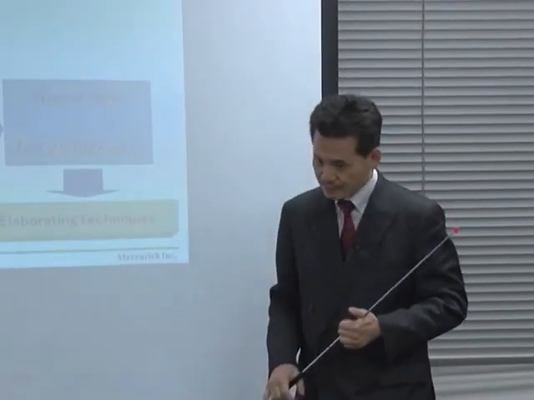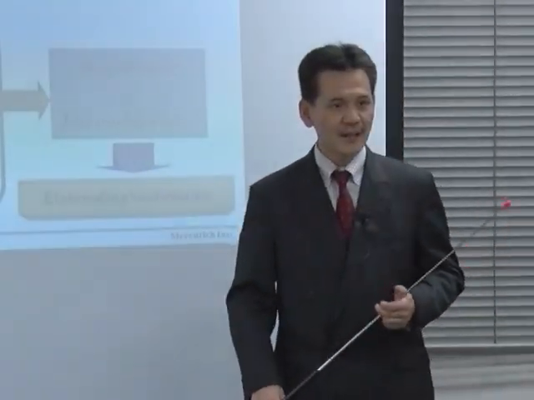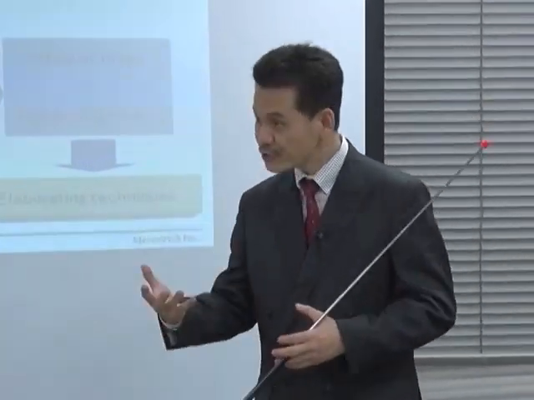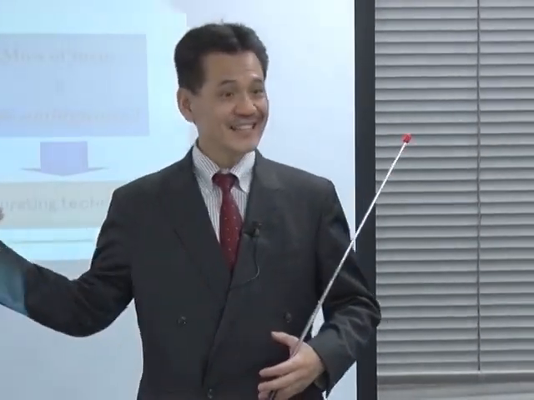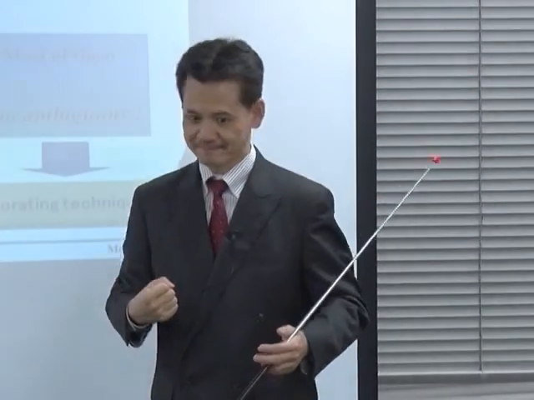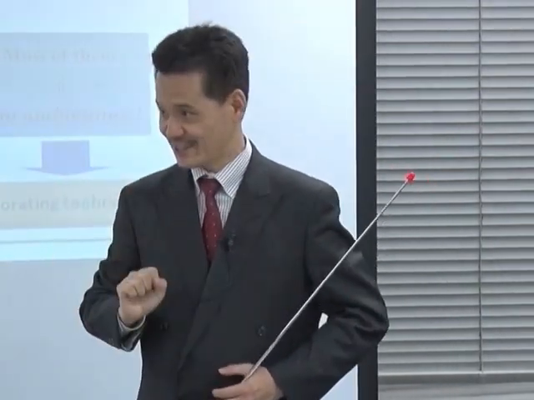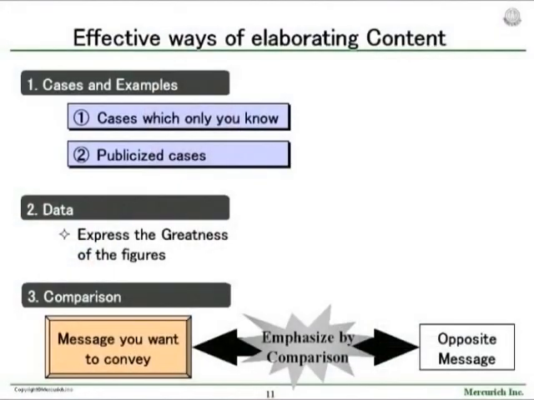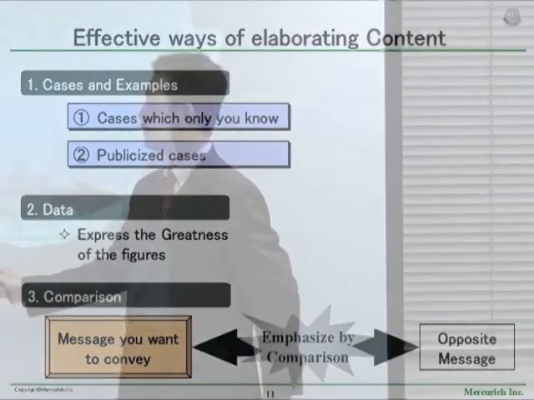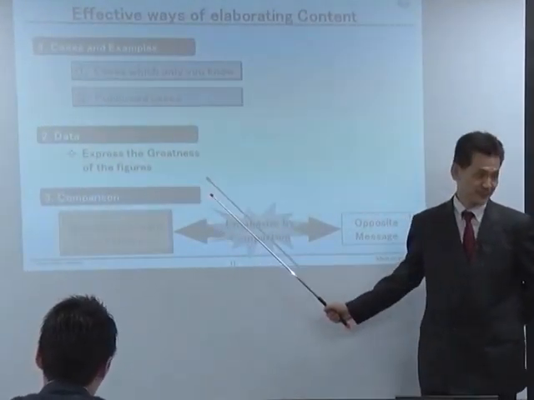Too ambiguous, too vague, it's not good, of course. So if you use the elaborating techniques which I'm going to introduce today, you can make your presentation more persuasive or attractive. And today, I'd like to focus on three important techniques. Look at that. Number one, cases and examples. Number two, data. Number three, comparison.